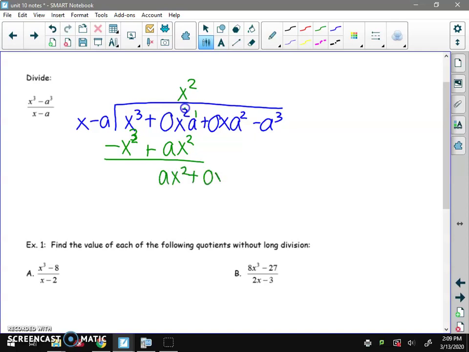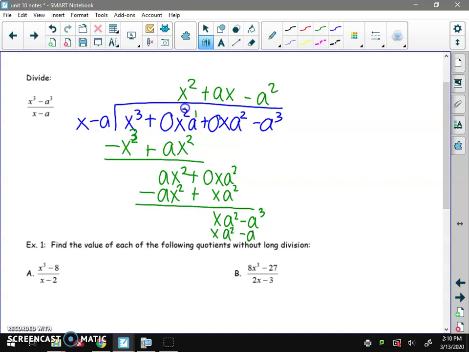Bring down your 0xa squared, and now you want to eliminate ax squared. So you have to multiply by ax. That'll give me ax squared minus xa squared. So minus plus, when I subtract, gives me xa squared minus a cubed, which means I need to multiply by a squared. So a squared gives me xa squared minus a cubed. And when I change my signs, everything cancels out, so the remainder is 0.